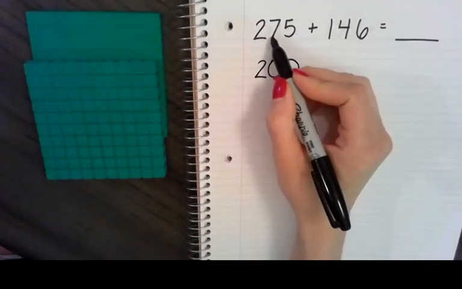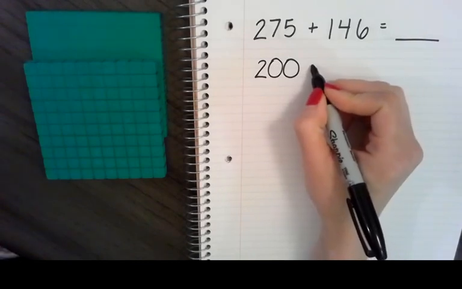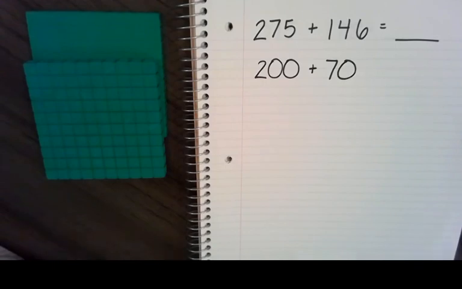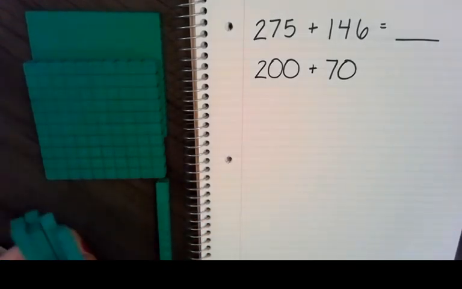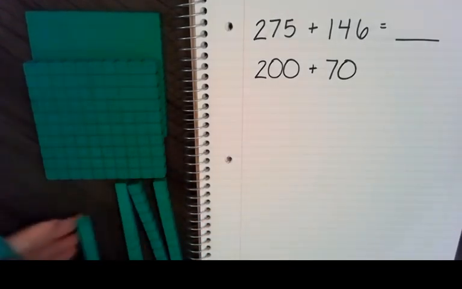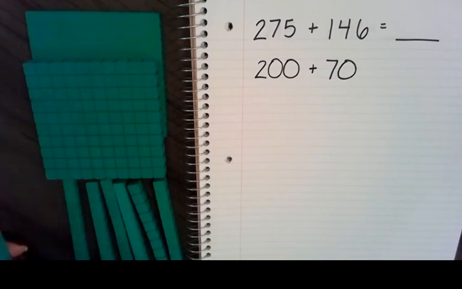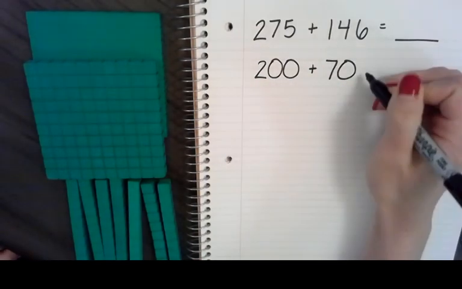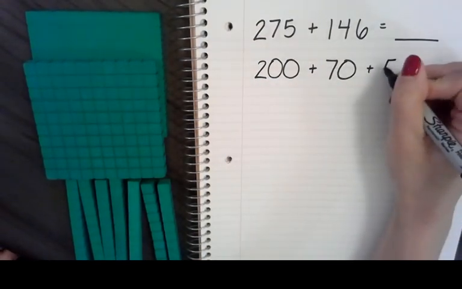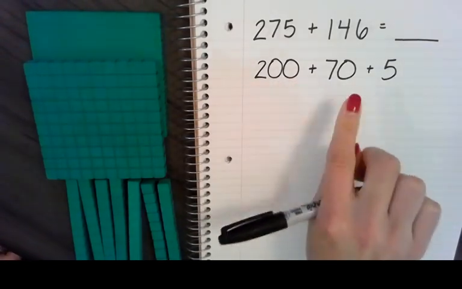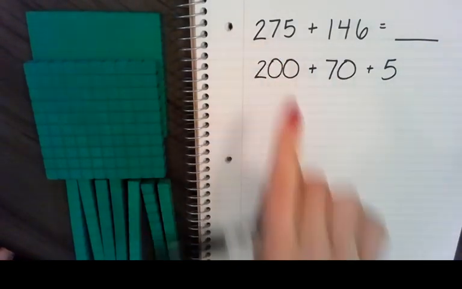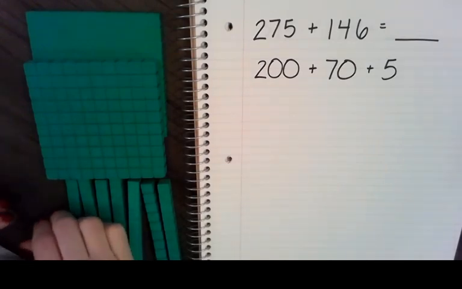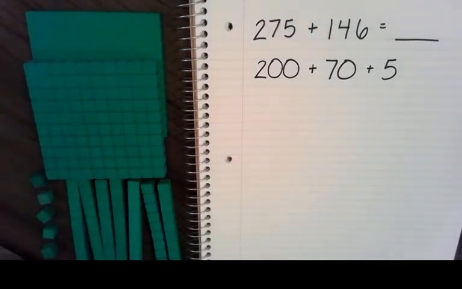Then I'm going to look at the 7, and the value of the 7 in 275 is 70, 7 tens. So I'm going to count out 7 tens, so 10, 20, 30, 40, 50, 60, 70. Finally, I've got my 5. That 5 represents 5 ones, or 5. So 200 plus 70 plus 5 equals 275. Let me get my 5 ones. 1, 2, 3, 4, 5.